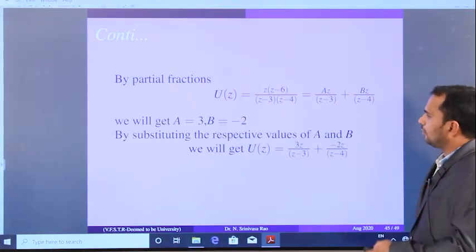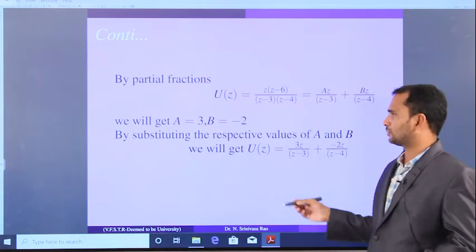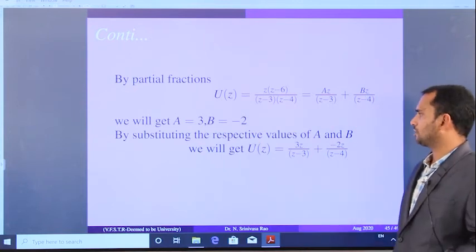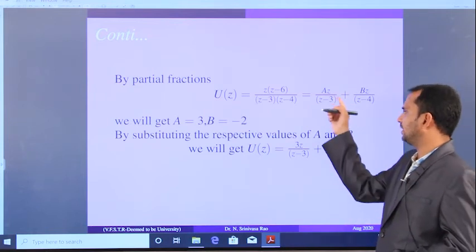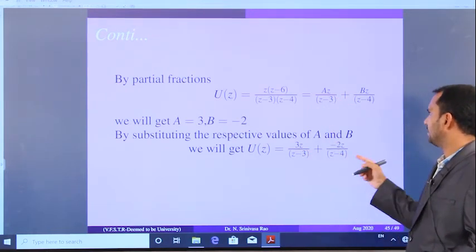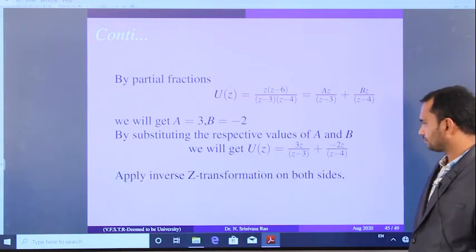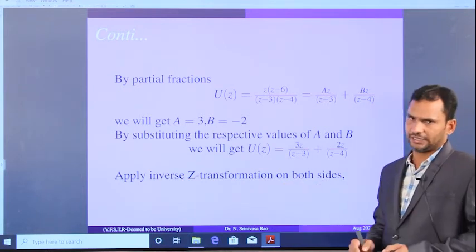Now we have to find the a, b values here. So the a value is 3 and the b value is minus 2. Now what you do is substitute the a, b values in this equation. Therefore 3z by z minus 3 plus minus 2z by z minus 4. Next, what you have to do is apply z inverse on both sides.